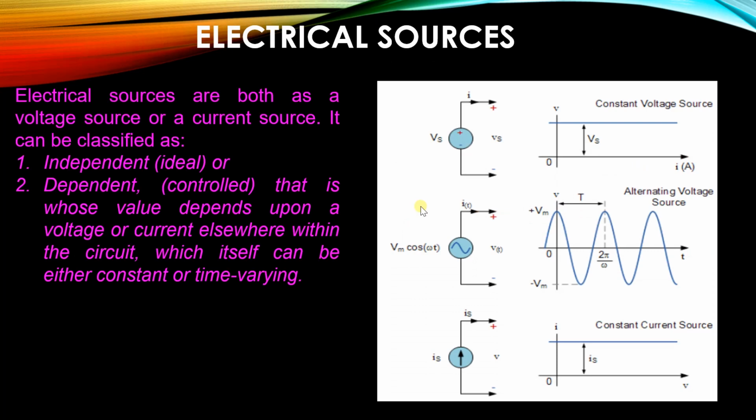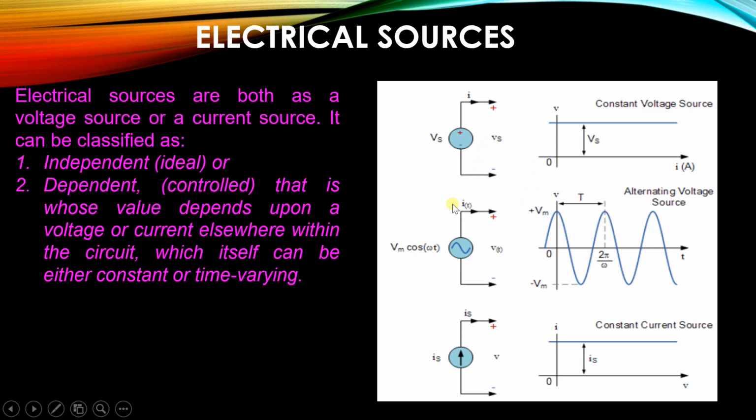Then we are having two type of electrical sources. As in the previous slides I have told you that we are having the voltage source and the current source. So these are two main electrical sources, but these are further divided as independent source and the dependent source. Independent means that they are not dependent on the circuit parameters, but dependent means they are dependent on the circuit parameters, or they vary with time.